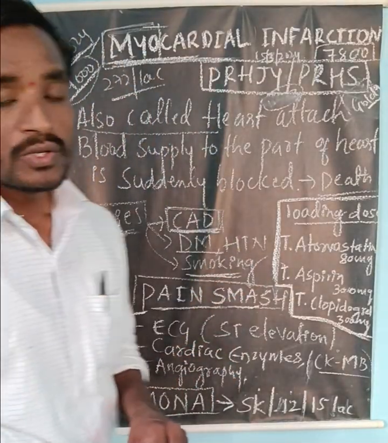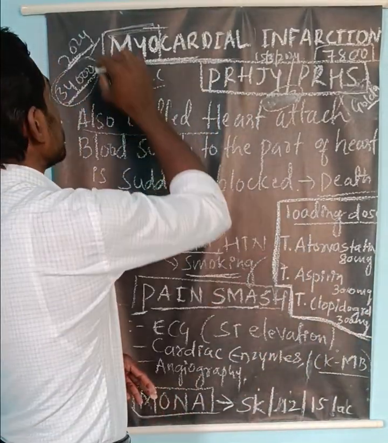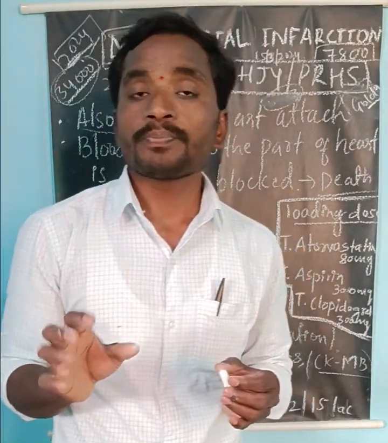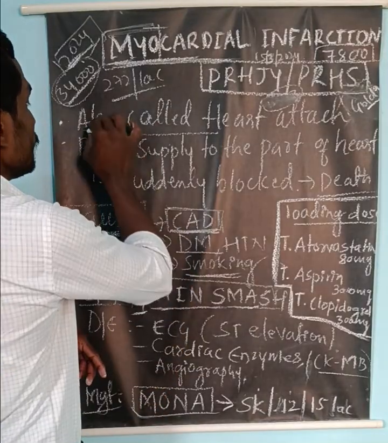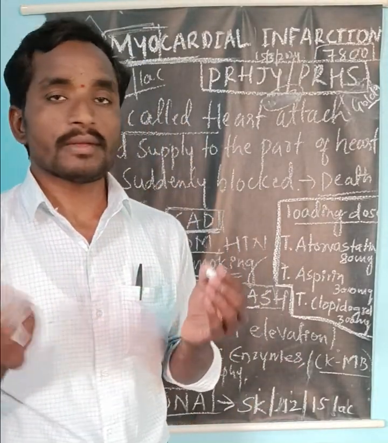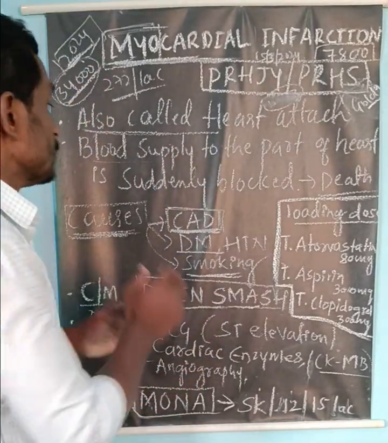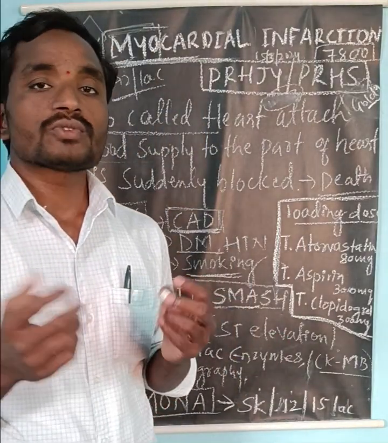Coming to the incidence and mortality rate of myocardial infarctions: in the year 2024, according to the census, 34,000 people lost their life as a result of myocardial infarctions. Myocardial infarction is also called a heart attack, or simply an MI. What happens is the blood supply to a part of the heart is suddenly blocked, which may lead to death or damage of the myocardium.